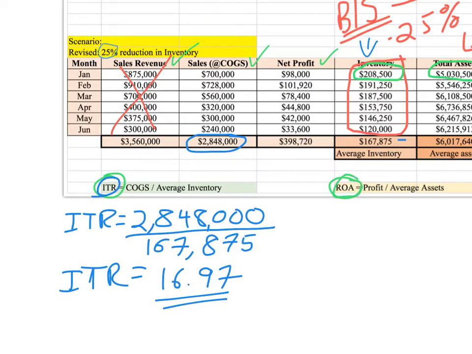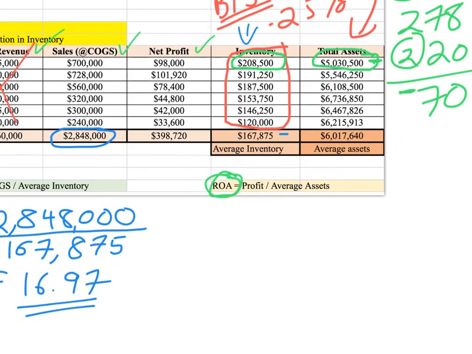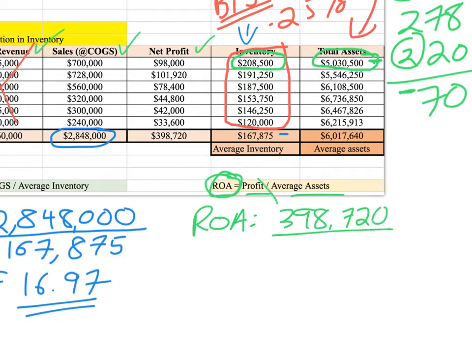So I'm going to flip back to green here. So I'll move over here. So our ROA is profit divided by the average assets, so profit coming from the income statement. So our ROA is equal to, our profit still stays the same, so we are 398,720, because again, we're making the assumption that we sold the same.